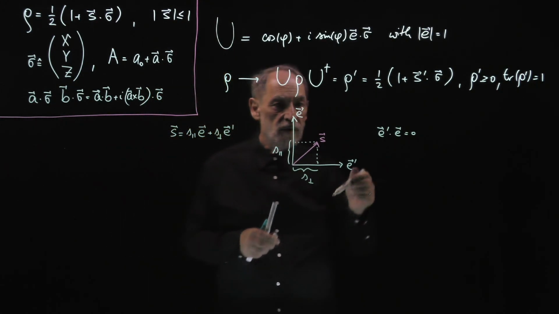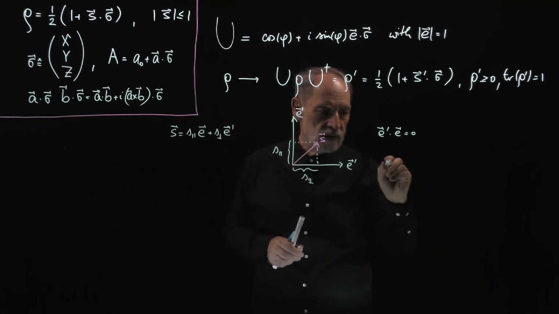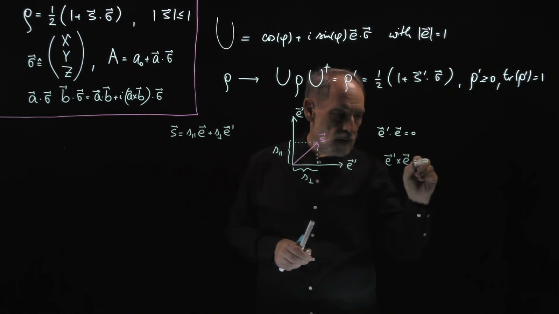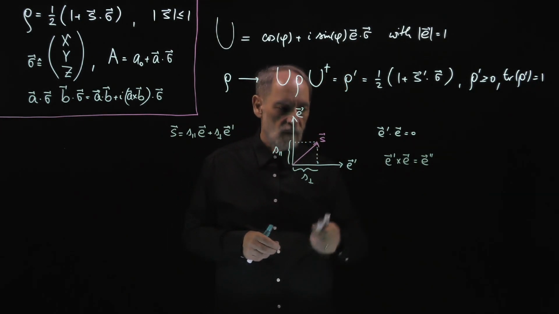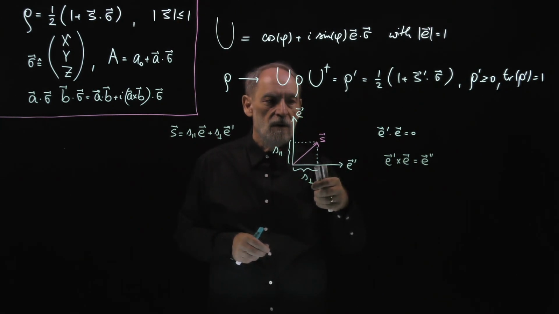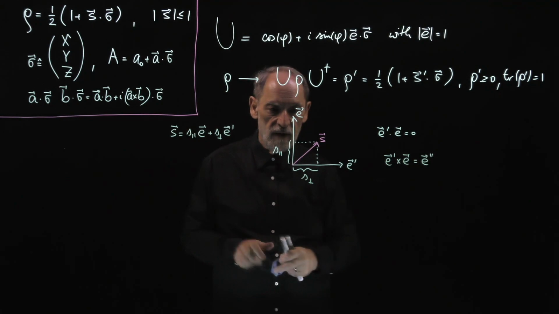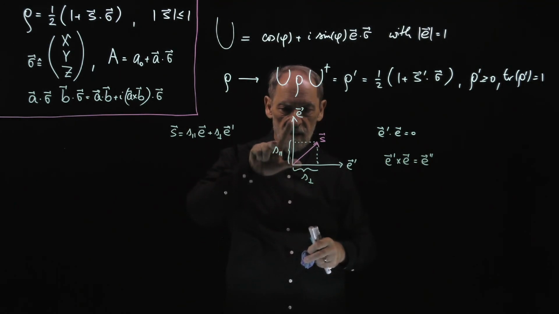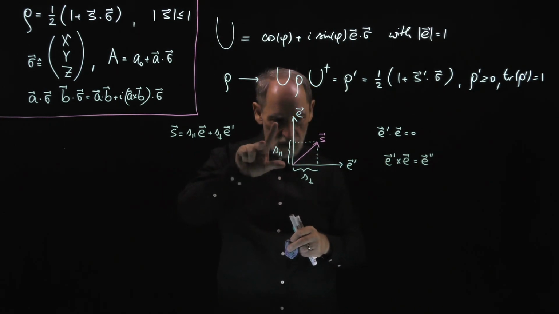And then there is a third direction that we get from the cross product of E prime and E, and I call that E double prime. And that vector, well, points from me to you. So if you use your right hand, thumb E prime, this is E, then the cross product is where my middle finger points, which is towards you.